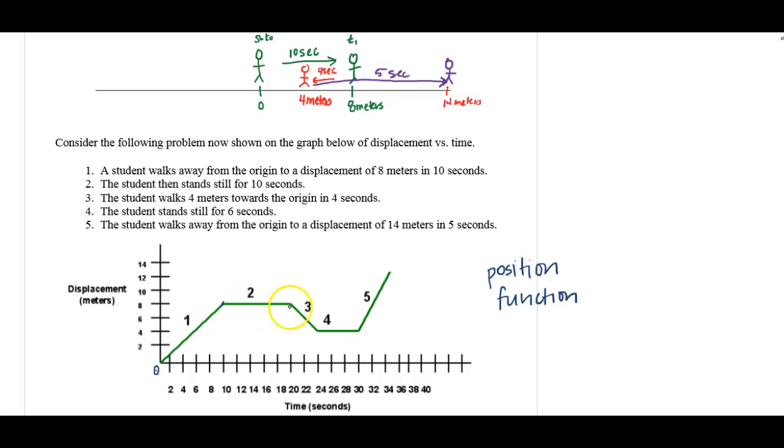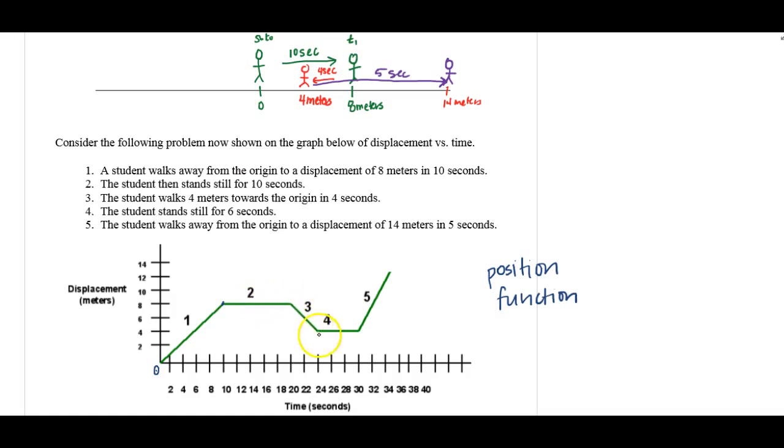And then between 10 and 20, how fast was he going? Well, my rise over run: my rise is 0, so I'm going to have 0 over a number, which is 0. So that means he wasn't moving at all, so his rate of change is 0, which is the slope of the tangent line. The slope of this line is 0.